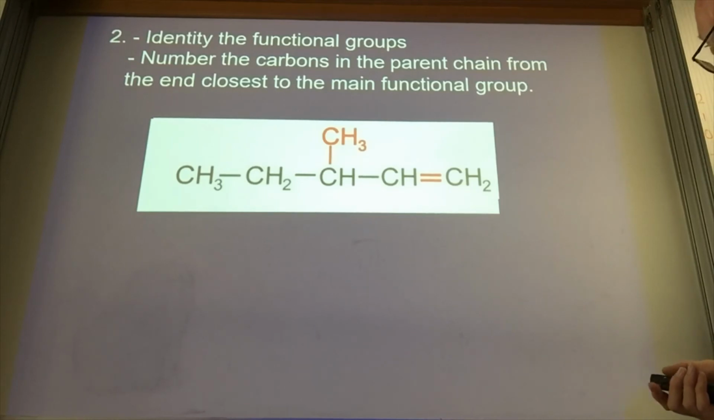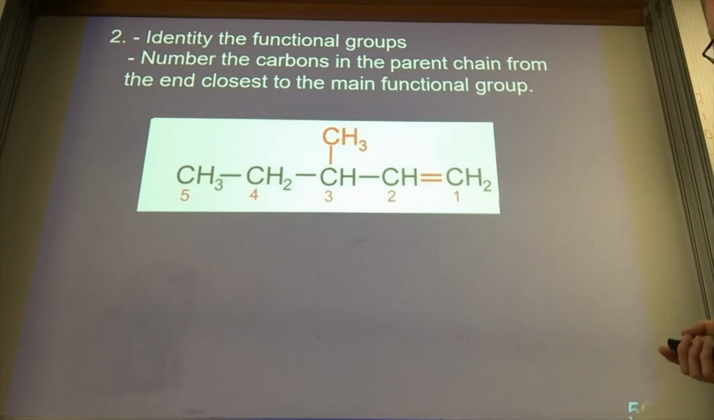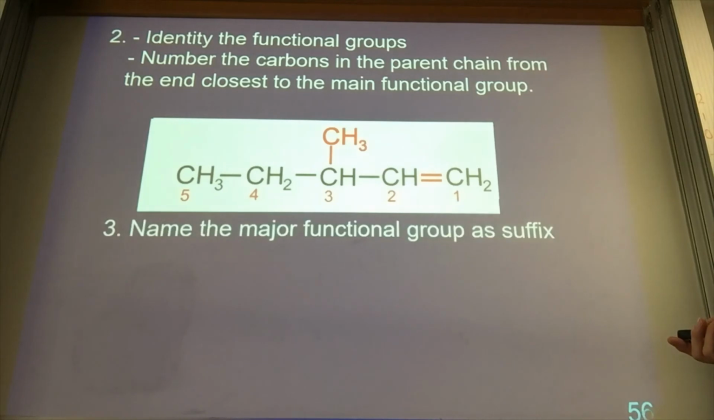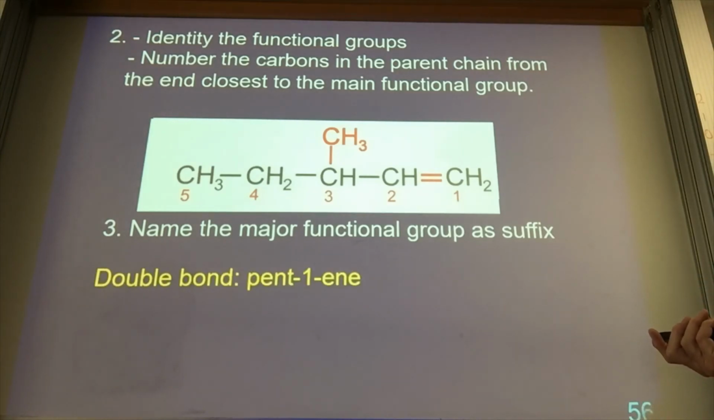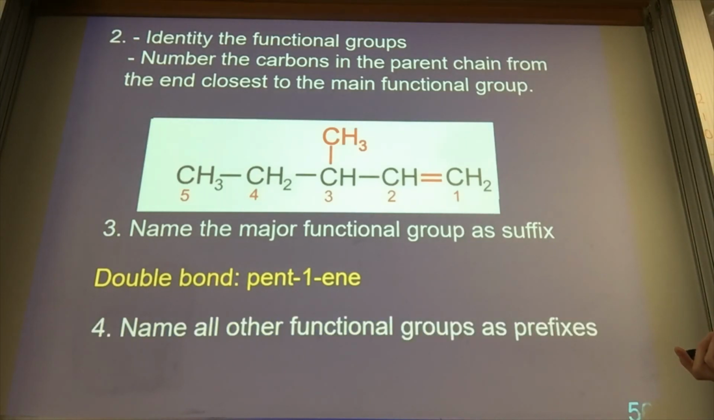And which end are we going to number the carbons from? The end closest to the major functional group, in this case the double bond. So carbon number 1, 2, 3, 4, 5, which makes it 3-methylpent-1-ene. So the major functional group, the most important functional group, goes at the end as a suffix. In this case, it's basically just the double bond which does that. And the methyl group is attached as a prefix. Everything else gets attached as a prefix.